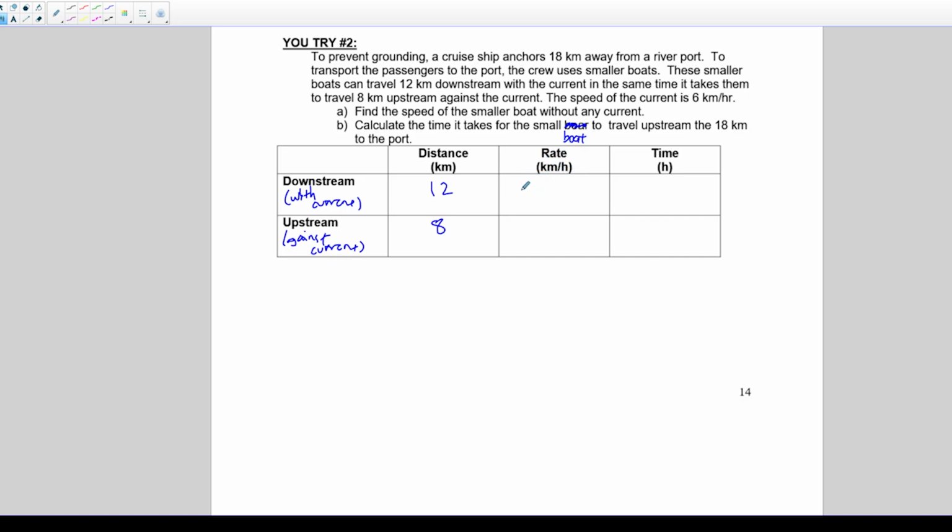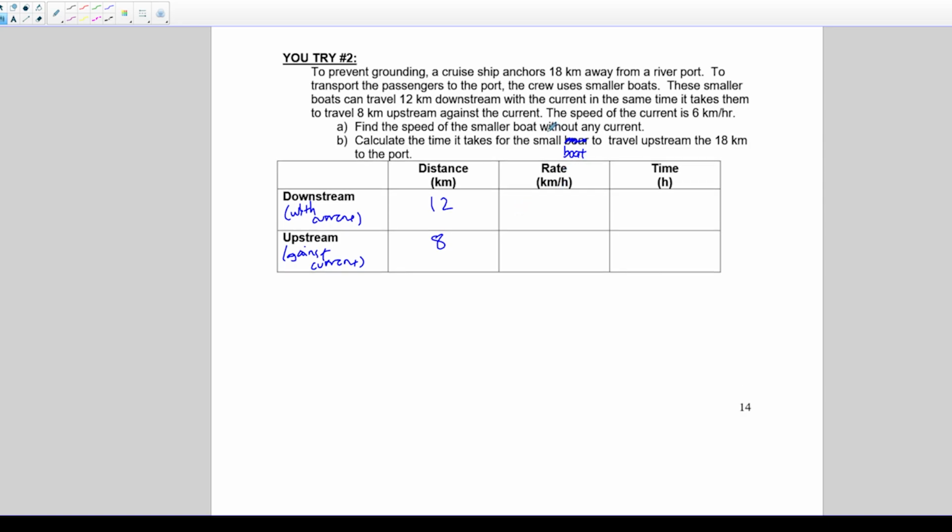Let's say that x equals the speed without current. Without factoring in our current, we can just write x for both downstream and upstream. If we're moving downstream with the current, we're going to add the speed of the current, so x plus 6. Logically, if we're moving upstream against the current, we're going to count that 6 kilometers per hour against us, and that's going to lower our speed.